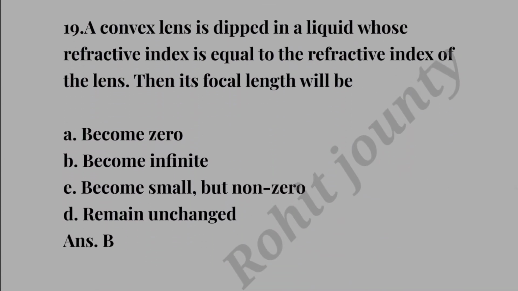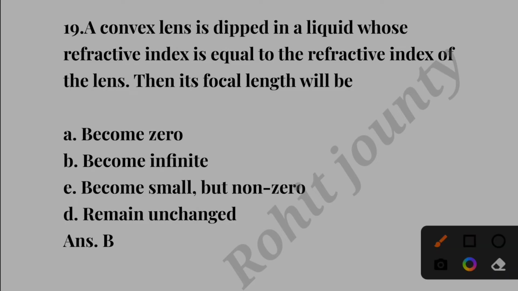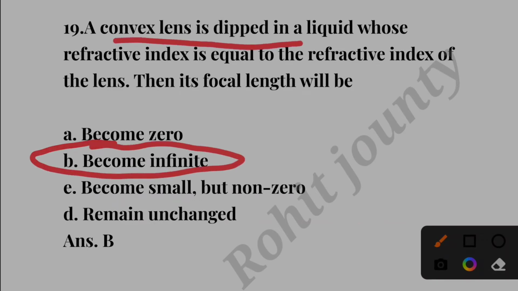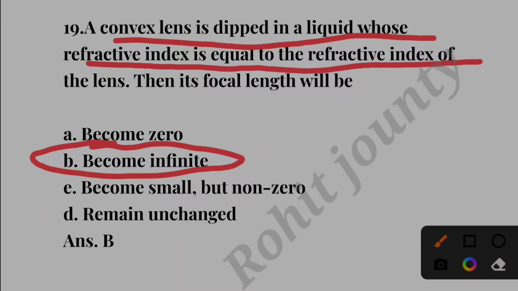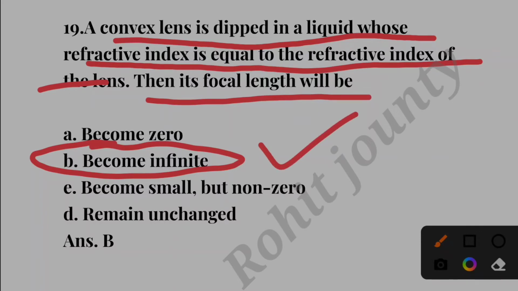Question number 19. A convex lens is dipped in a liquid whose refractive index is equal to the refractive index of the lens, then its focal length will be option A become 0, option B become infinite, option C become small but non-zero, option D remain unchanged. The correct answer is option B become infinite. Its focal length will become infinite. Option B is the correct answer.